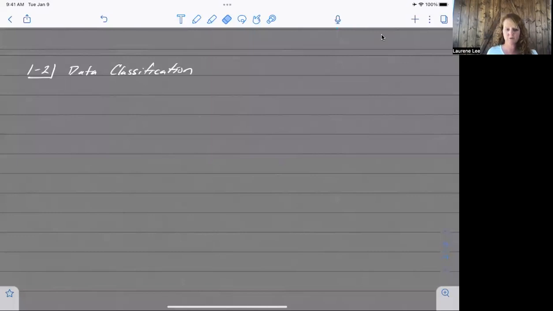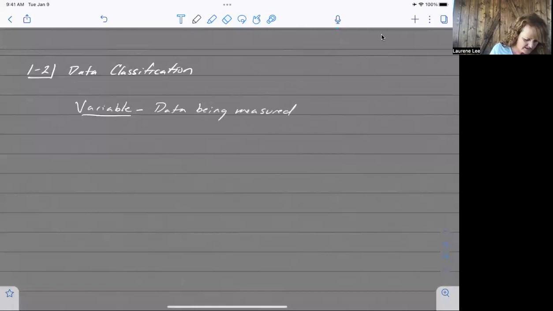A few vocab words to get started on. The first is variable. A variable is the data that is being measured. So if you think about our example from last section, we want to talk about the average height of the people at our college. The variable are the heights. That's the data that we're measuring.